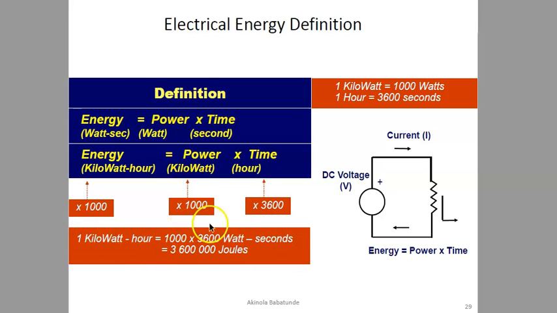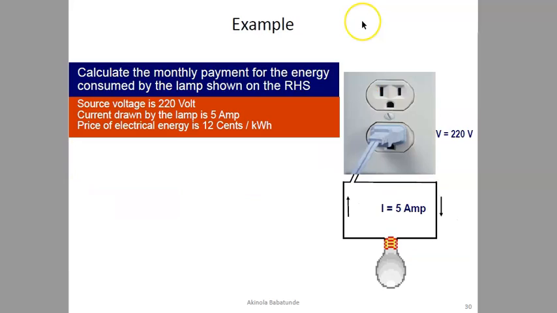1 kilowatt hour would be equal to 1000 times 3600 watt seconds. And this gives us 3,600,000 watt seconds or joules. That's what we do have here. Okay, as we mentioned earlier, 1 kilowatt is 1000 watts, 1 hour is 3600 seconds. So energy is equal to power times time. This is important, pay attention to it. There is a simple example that we can quickly use to demystify all the explanations that we gave.